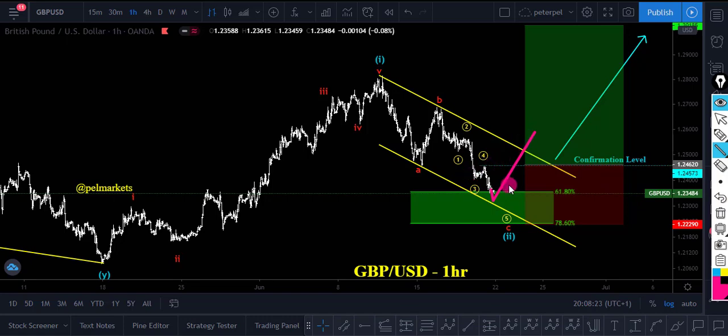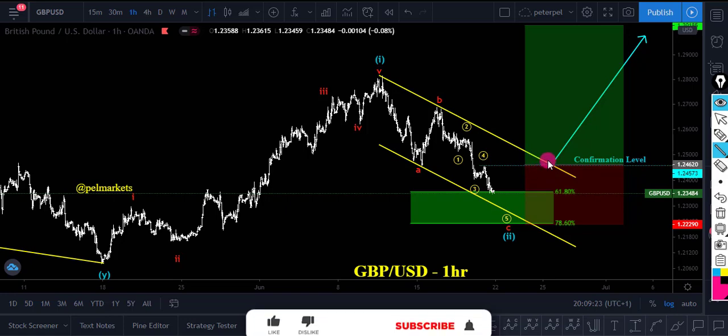But one thing we shouldn't forget is, if you are basing on this count, wave 3 cannot be the shortest wave. Wave 1 is longer than wave 3, so wave 5 cannot be longer than wave 3. The safest way is to enter the market when it reverses back to where wave 4 started. This level is going to give us a nice confirmation level, and at the same time, you can also wait for price to break out from the channel before you get in to buy.